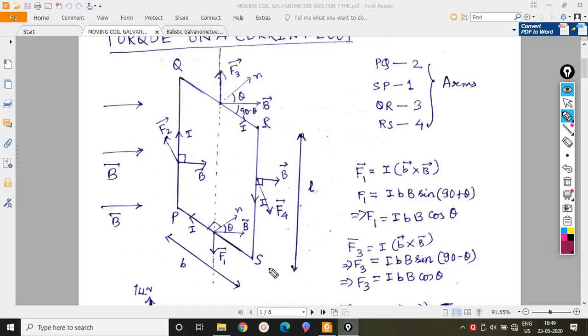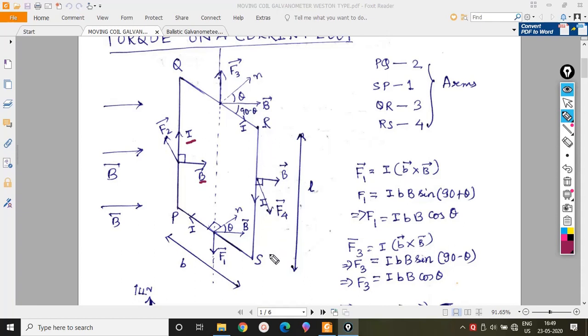Next, let us now go to the arms PQ and RS. If you go to the arm PQ, then it is very simple here. You have this direction of your L vector in that formula, F equals I L cross B, and this is your magnetic field vector, which is very clear: the direction of L vector and B vector are at right angles to each other, so their cross product will be in this direction. So that will be your F2.